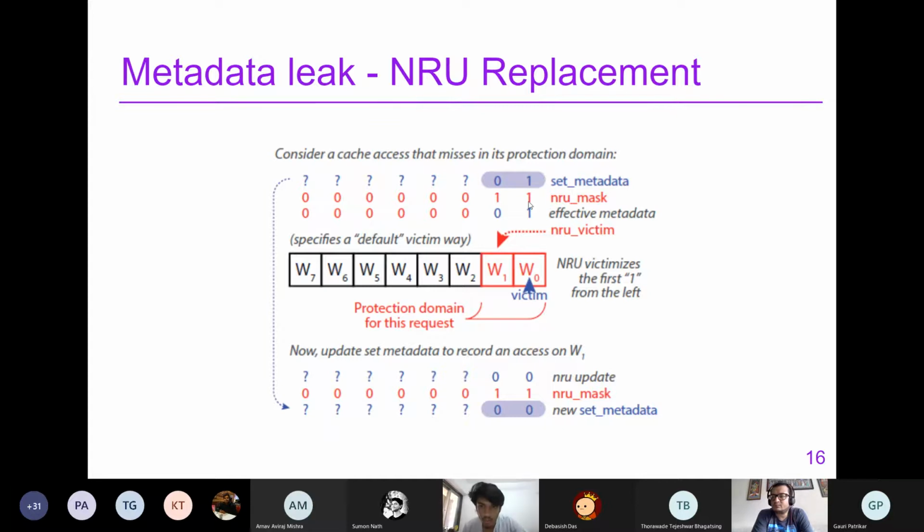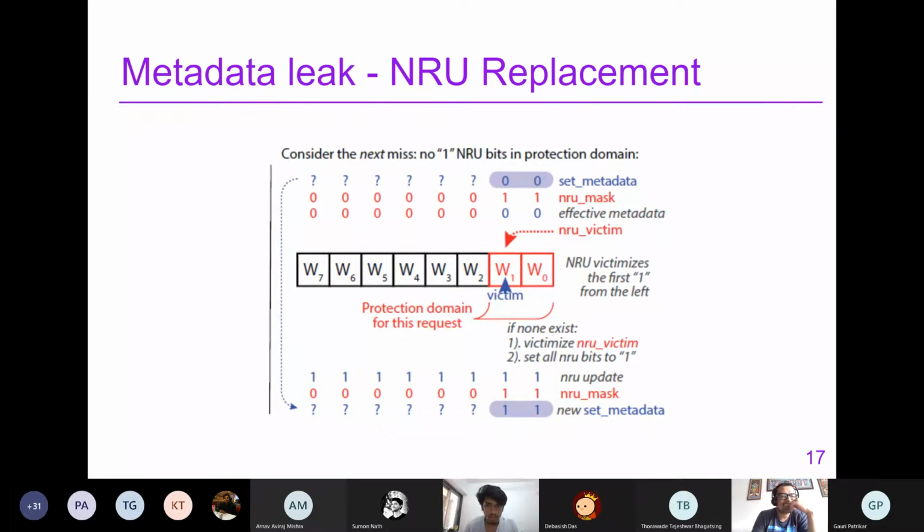So now that mask is 1 only for W0 and W1, and it is 0 for all the rest. So when we AND these, this is the effective metadata that we will be working on. Since the NRU mask is 0 for all of the ways of other protection domains, they cannot be victimized due to a miss in our protection domain. They will only be evicted when a miss happens in their own protection domain. So that is what happens here, as you can see.